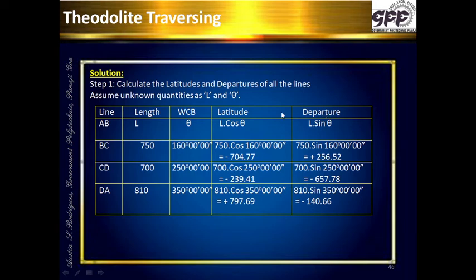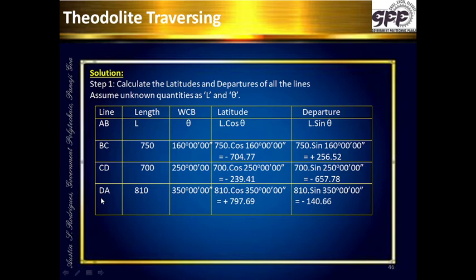Coming to departure. Departure of CD is length into sine theta. So length is 700 sine of 250 degrees. 700 sine of 250 degrees gives me the departure as minus 657.78, or the departure is a westing of 657.78. It's on the west side. That's why it is negative.